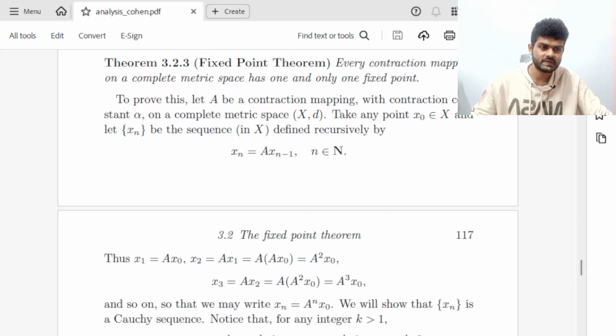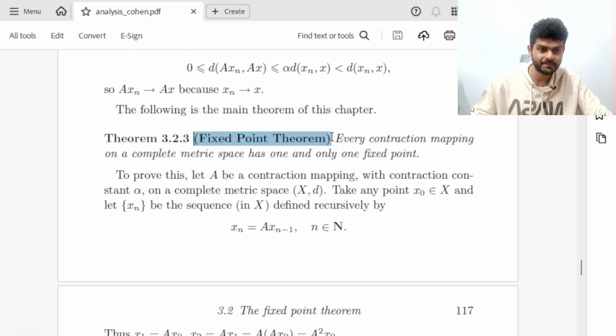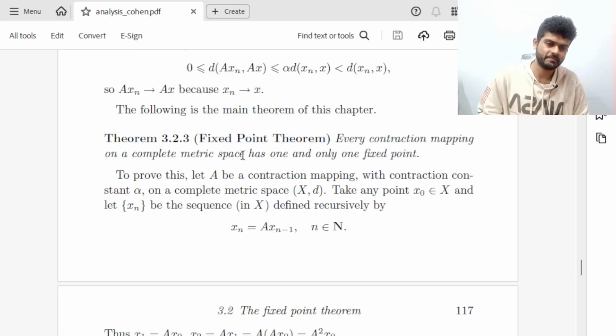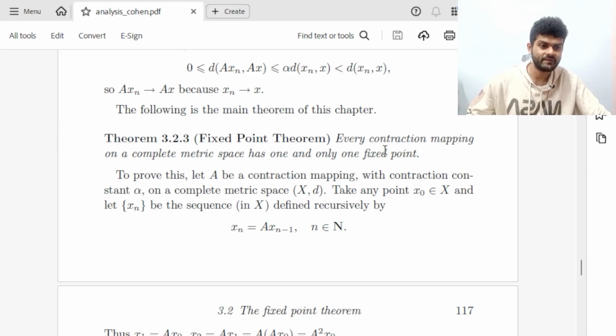But the interesting part is what they have shown here about the fixed point theorem. It says that if you have a contraction map on a complete metric space, and this is important, it should be on a complete metric space, then it has one and only one fixed point. If you know this, we'll be able to solve the initial problem of solving a system of linear equations, and we'll get to that. First, we'll look at the proof of the fixed point theorem a little bit.